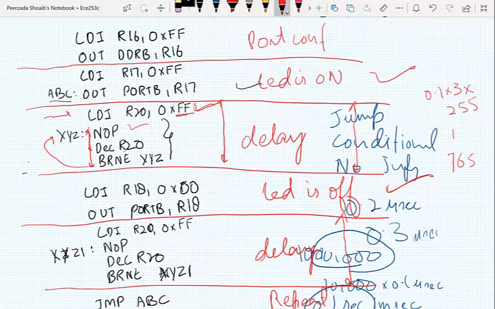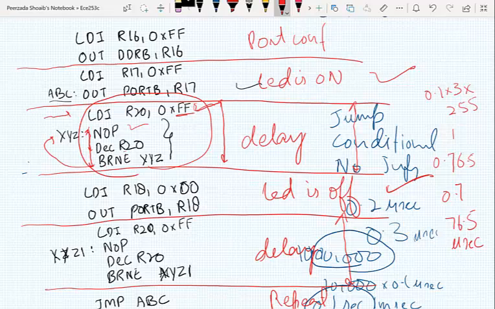That means 0.3 multiplied by 255, which is approximately 76.5 microseconds. That means the LED is on for 76.5 microseconds, and then LED is off again for 76.5 microseconds.